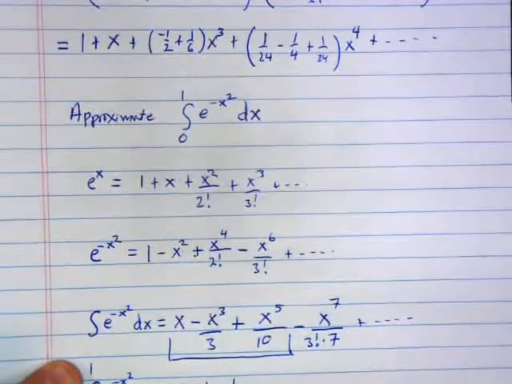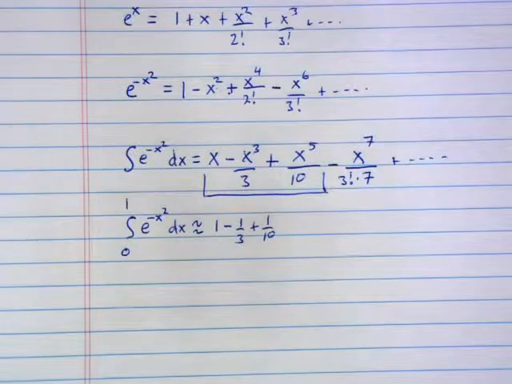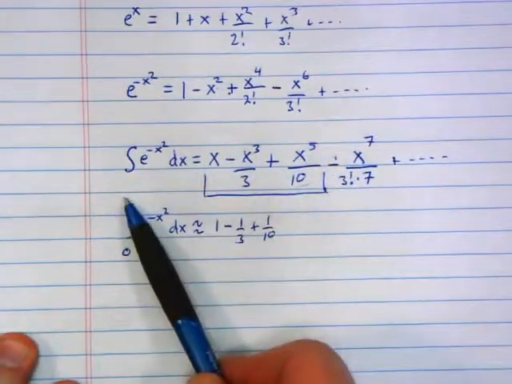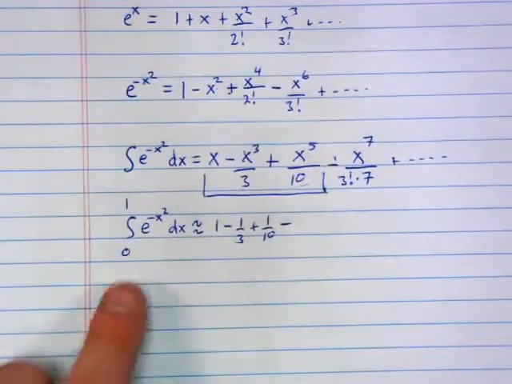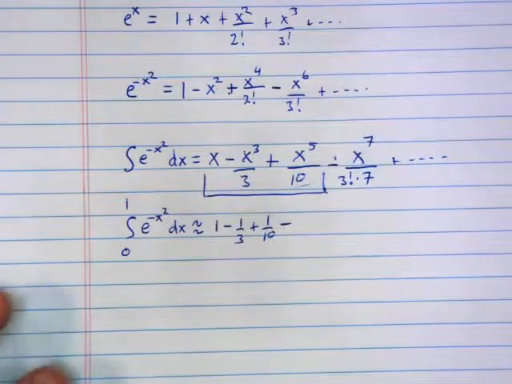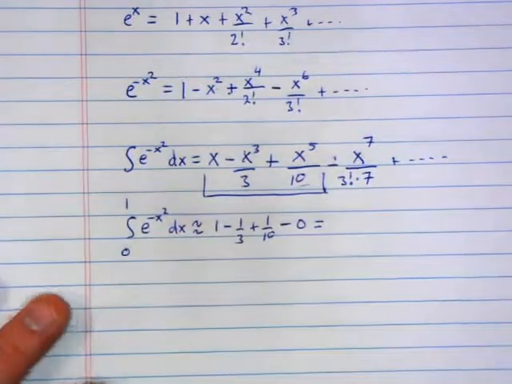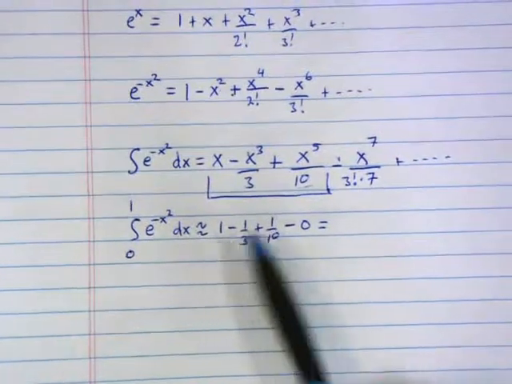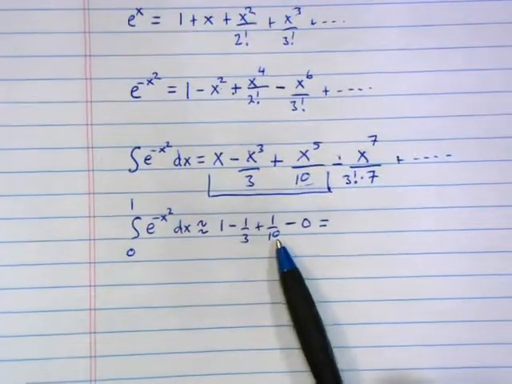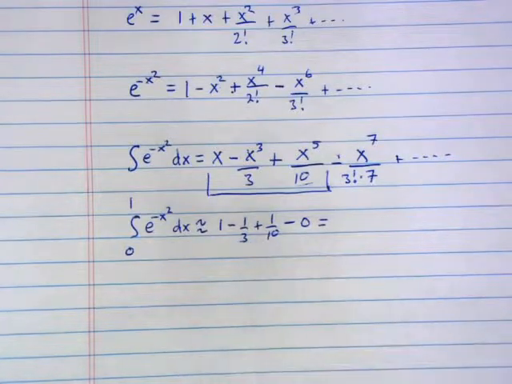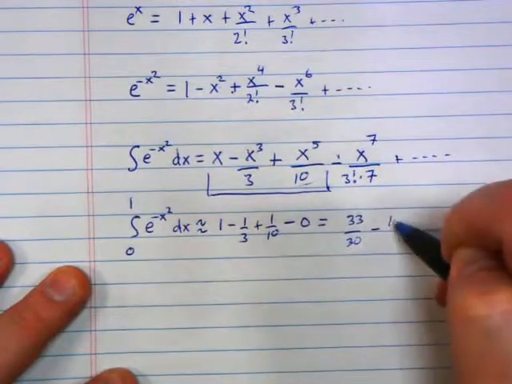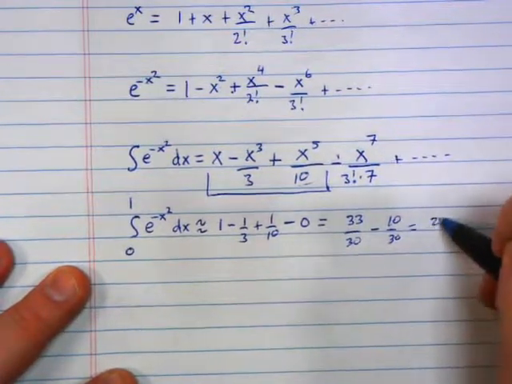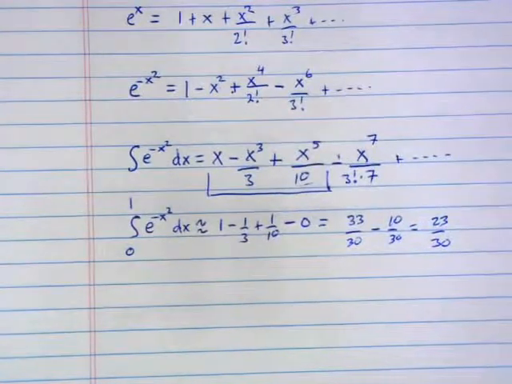Can you move that up? So all I did is this is my antiderivative, so I plugged the top number in, minus, I plugged the bottom number in. What do you get when you plug 0 into that? 0. So that's 1 plus 1/10. What's 1 plus 1/10? 11/10 minus 1/3. That's 33/30 minus 10/30. So our approximation is 23/30.